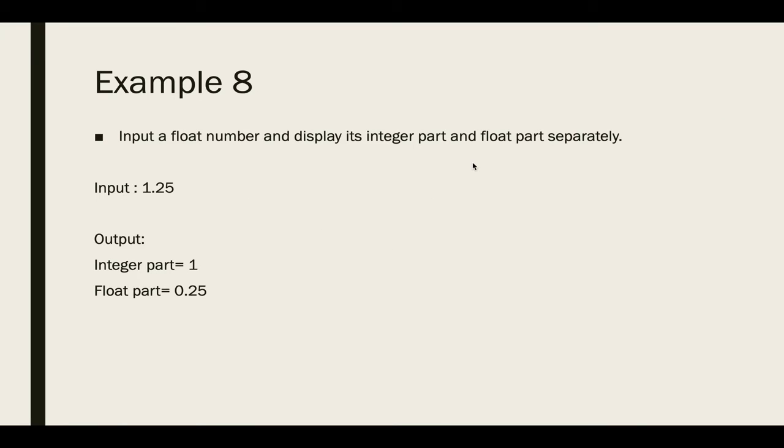Our program is that you have to input a float number and display its integer and floating part separately. Suppose my input is 1.25. So your output should be: integer part is 1 and float part is 0.25, or like 0.24999.